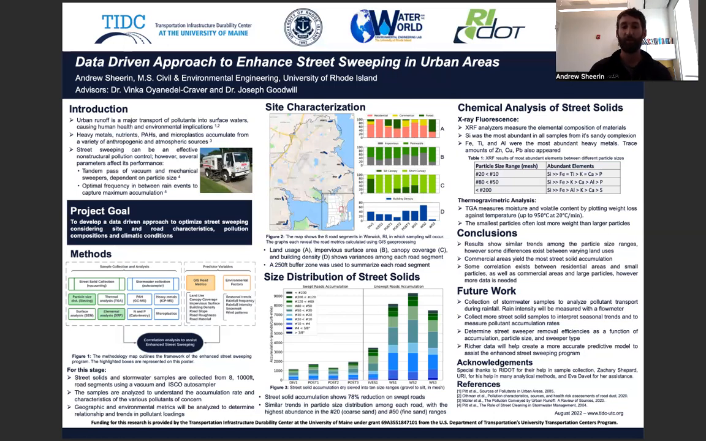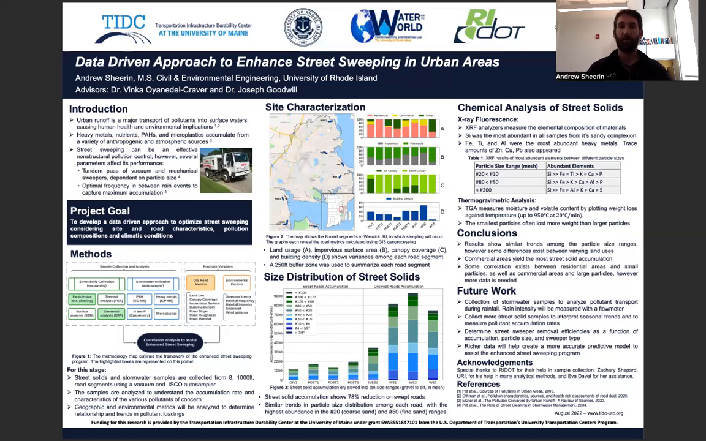To complete the particle size distribution, we used a dry sieving technique and divided the street solids into 10 different particle size ranges, ranging from gravel to silt. And we found that most of the street solids fell in the range of fine to coarse sand.